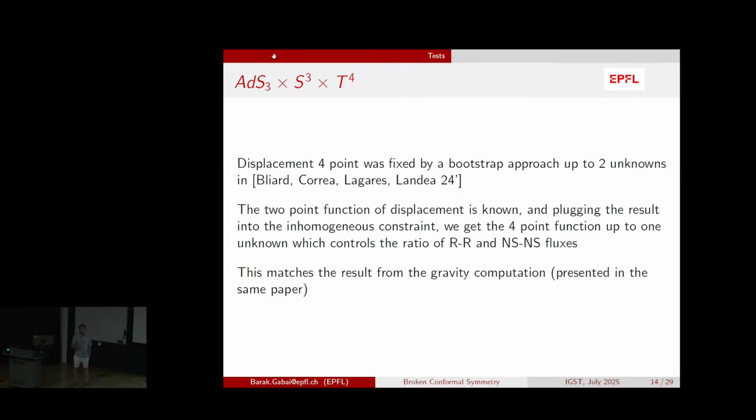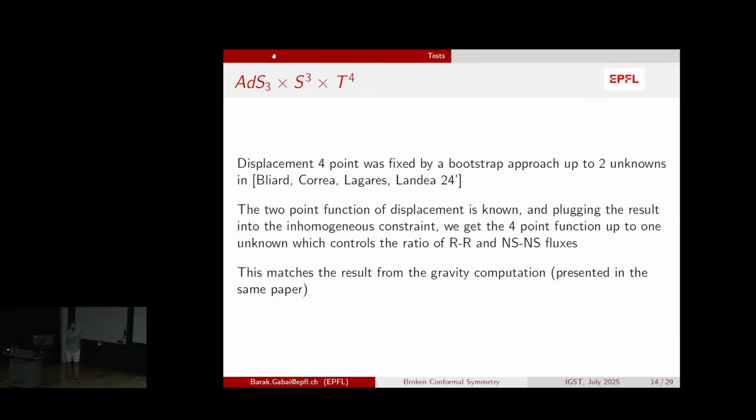get the 4-point function of displacement, which is a bootstrap approach, where you have some general ansatz for the 4-point function, and you try to fix the coefficients using supersymmetry and conformal symmetry. And in that case, you get everything fixed up to conformal symmetry of the defect. It's only on the defect's SL(2,R). And in that case, you can fix everything up to two unknown coefficients. And if you plug this into the constraints that I presented before, you can fix one of these coefficients.